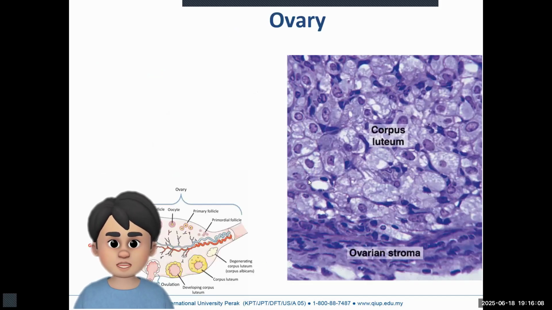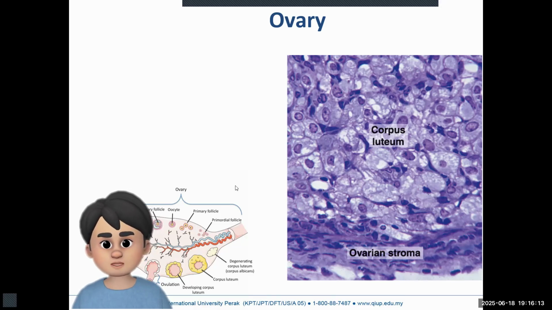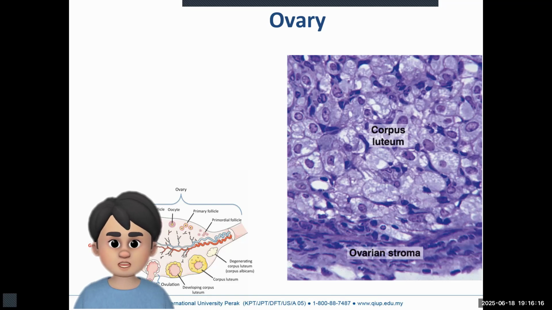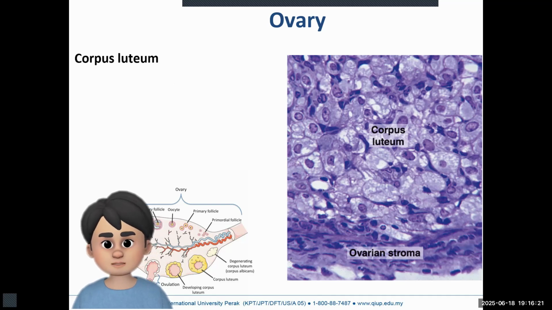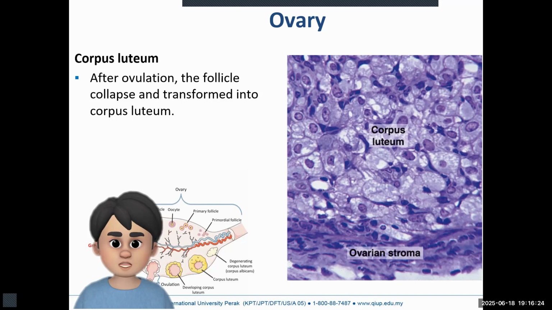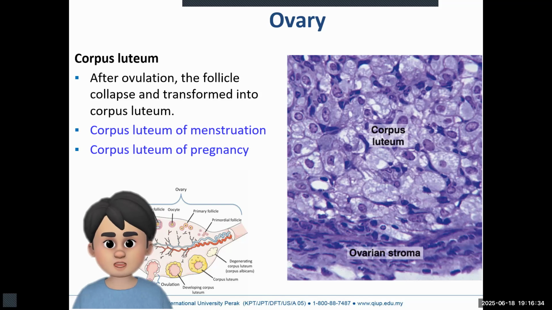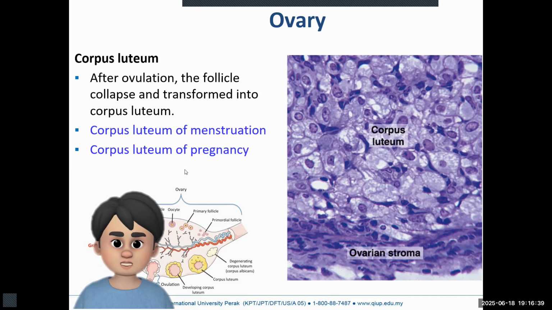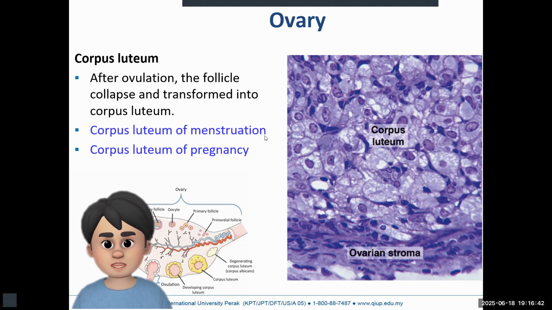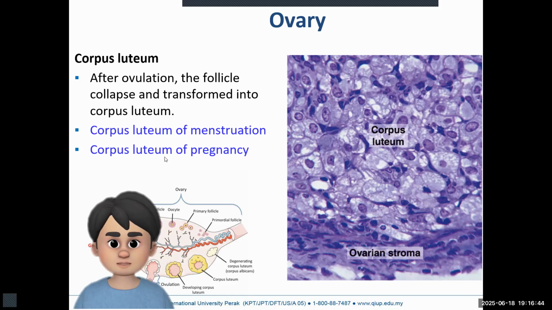Okay. Next one, ovary again. You know the medulla, right? We discussed the corpus luteum, ovarian stroma, right? You can research all this from the textbooks. You can read it and understand. Next one, corpus luteum. After ovulation, the follicle collapses and transforms into the corpus luteum, right? Corpus luteum of menstruation, corpus luteum of pregnancy, right? These two things, you have to know the difference.